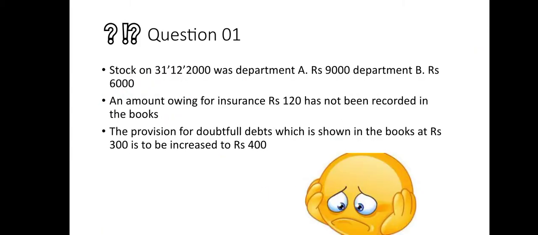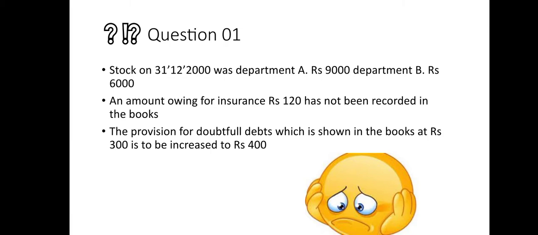Okay. Next is ending stock. Ending stock for department A is 9,000 and department B is 6,000. It is an ending stock, so it will appear on the credit side of the trading account. We do not need to divide it because it is already given. An amount owing for insurance of 120 has not been recorded in the books, and the amount for insurance is still not recorded. I will discuss this specific adjustment when we solve that question.